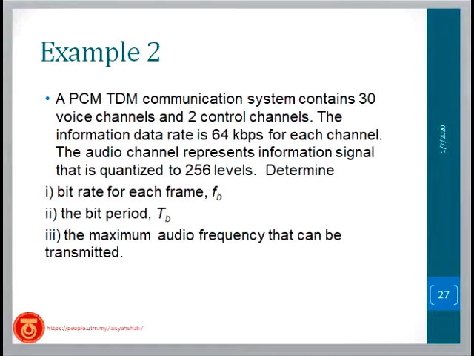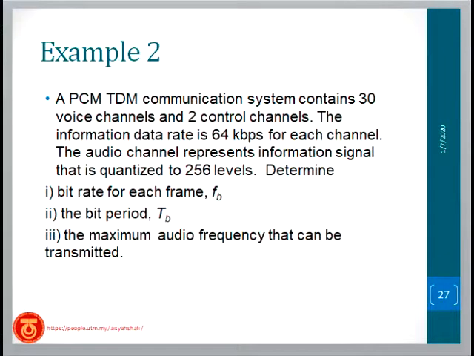Okay, this is the example for the PCM TDM. A PCM TDM communication system contains 30 voice channels and 2 control channels. The information data rate is 64 kilobits per second for each channel. The audio channel represents an information signal that is quantized to 256 levels. Determine the bit rate for each frame, FB, and the bit period, TB, and the third one is the maximum audio frequency that can be transmitted.